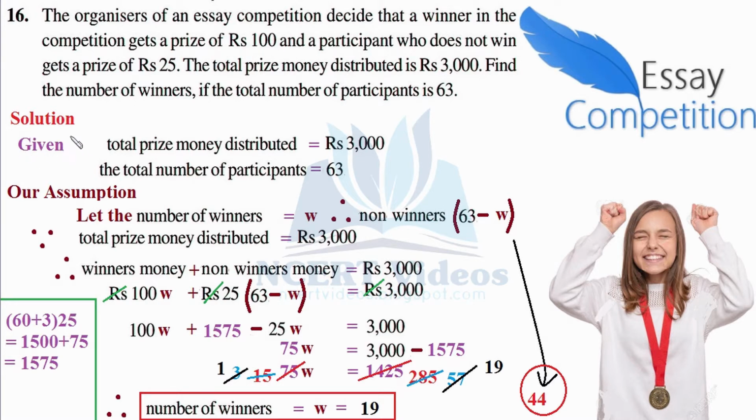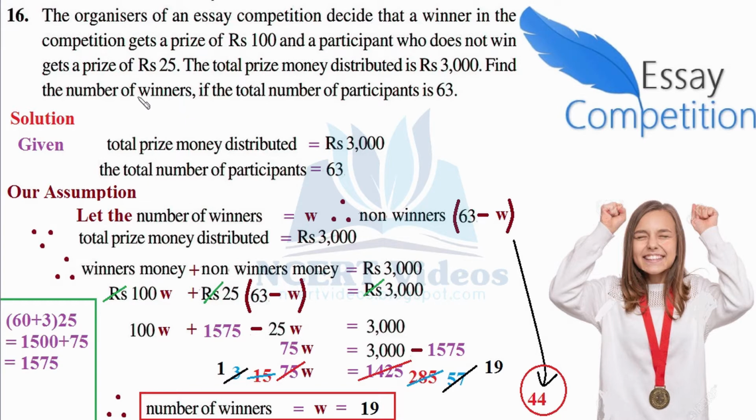Hence, we write the given statements. The total prize money distributed equals rupees 3000. Is in mathematics means equal to. Also, we are given the total number of participants equals 63. And the question is asking: find the number of winners.